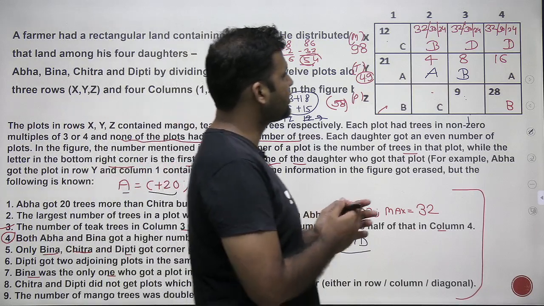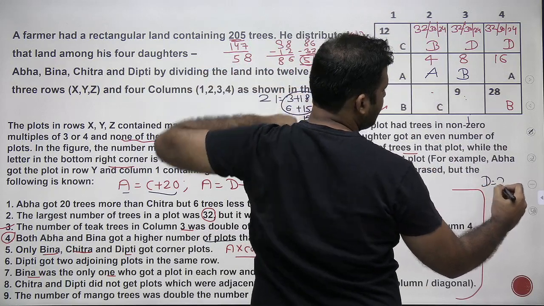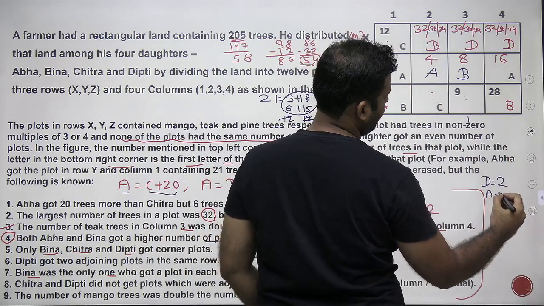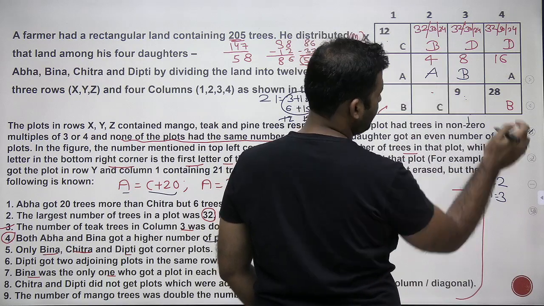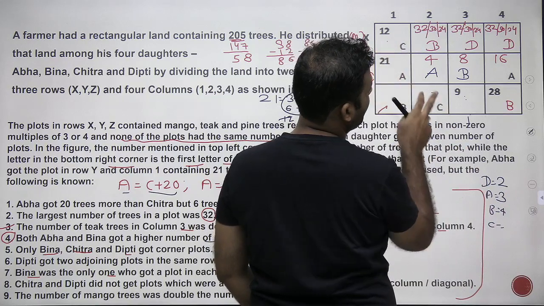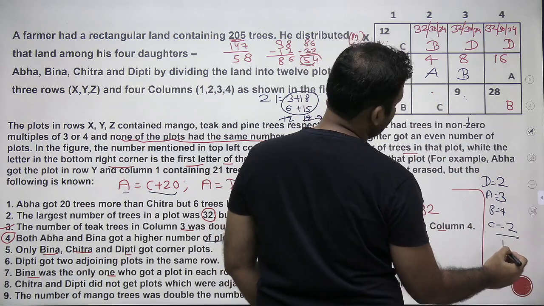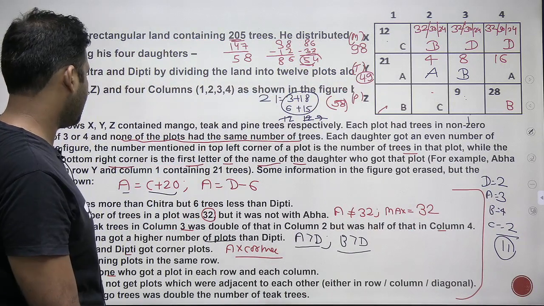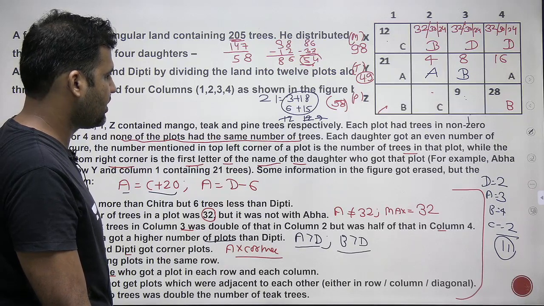At this point of time, you see that Dipti has got two plots, and Abha has got three plots. Beena has got 1, 2, 3, 4 plots. And Chitra has got 1 and 2 plots, right? So 4 plus 3, 7 plus 2, 9 plus 2, 11, right? We are left with one more plot. One more plot is supposed to be assigned. So which one has to be given?